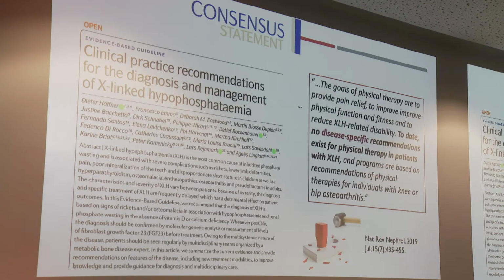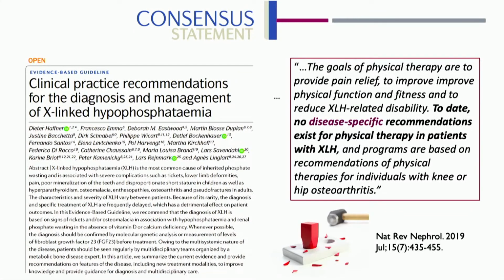So this is a really wonderful review that came out in 2019, and I really enjoyed reading it, and we have some of our wonderful guests here today that are co-authors on this paper. The thing that really stood out to me is that the paper states, to date, there are no disease-specific recommendations that exist for physical therapy in patients with XLH. And that was always an original goal of the study done with the gait and motion analysis, to better understand the features of the adult disorder, so that we can create physical therapy interventions.